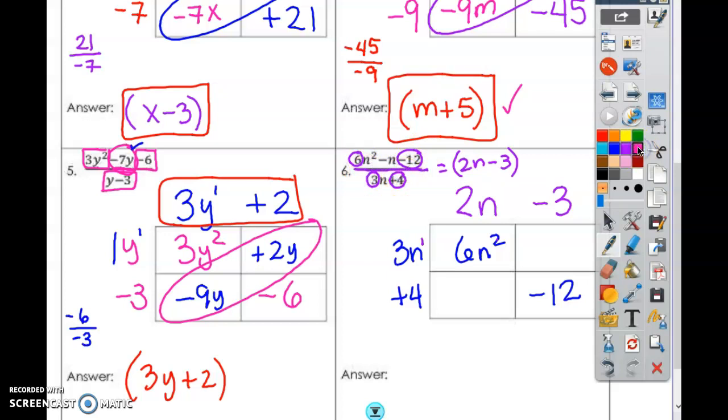If you go in there and check to make sure that it works, negative 3 times 3n is negative 9n, and 4 times 2n is a positive 8n. When you add these two, it gives you that negative 1n in the middle. My answer is just 2n minus 3.